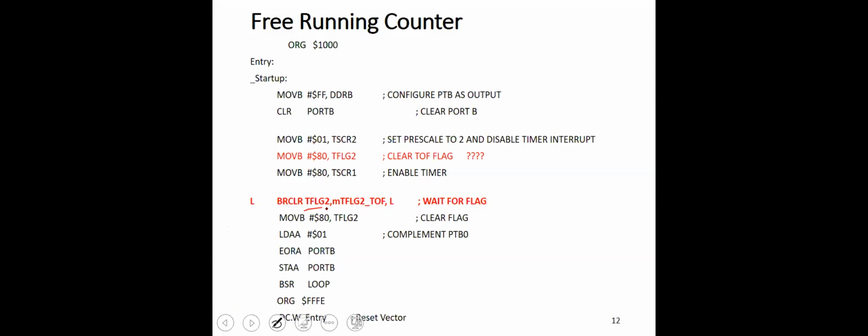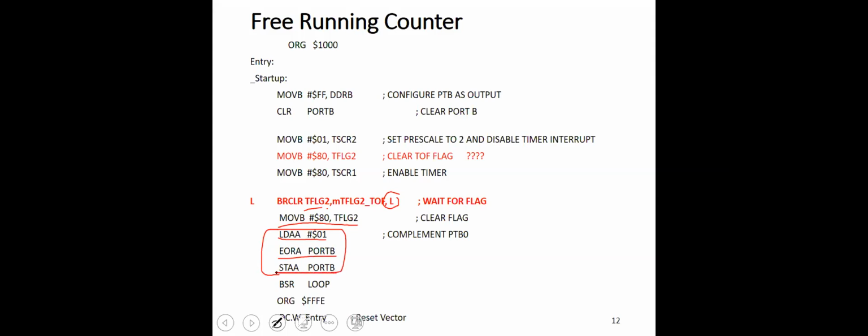If this flag is not set, then we just keep looping here. Once the flag is set, this implies that 10 milliseconds has elapsed. So we clear the flag by writing 1 to it again. We load 0, 1, XOR with port B. We store back to port B. What is the effect of this? When you XOR a value with 1, basically it complements. Or we can simply write complement port B if it is applicable.